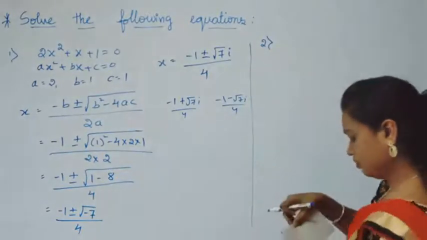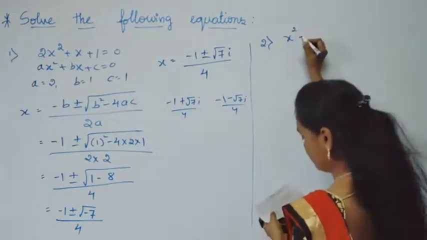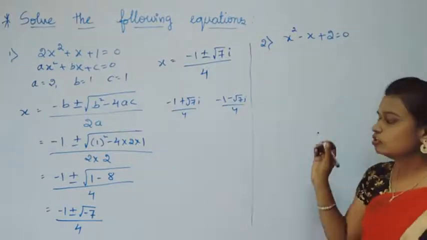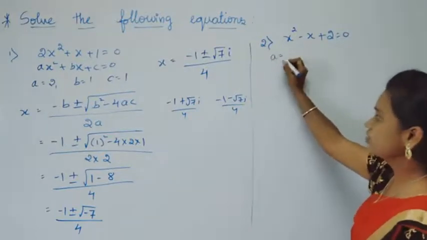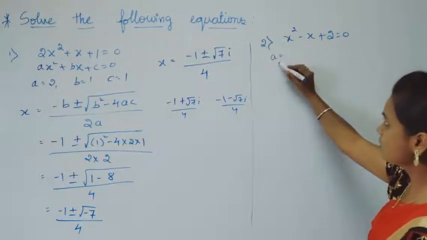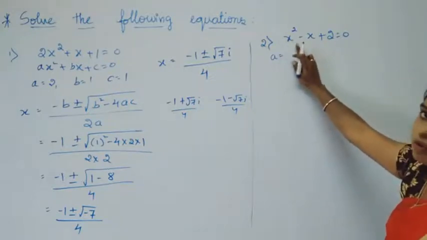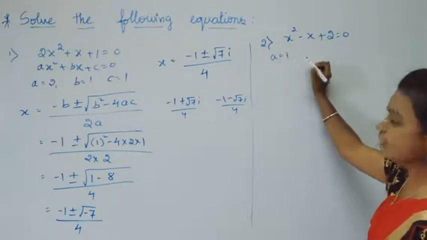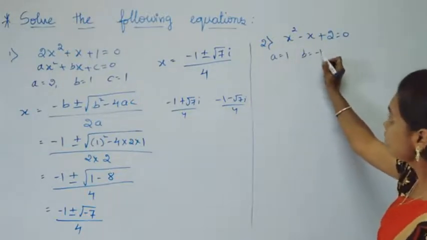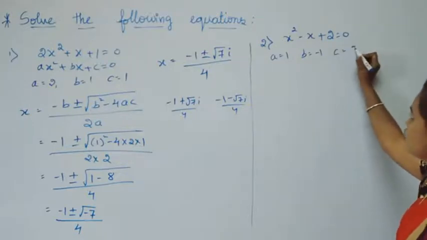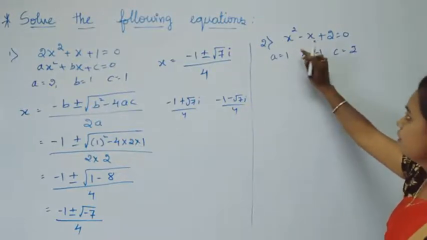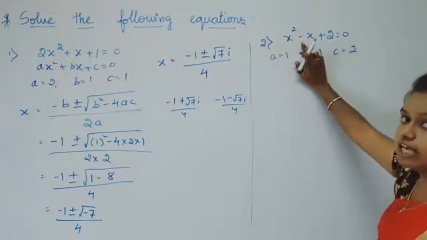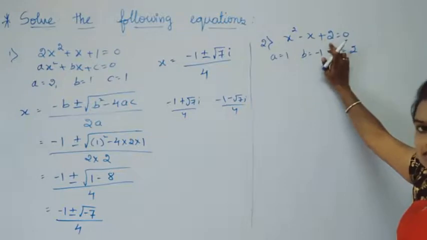Next problem. x square minus x plus 2 equals 0. So first write down the values of a, b, c. What is the value of a? So ax square plus bx plus c is the form there. So value of a is 1. Value of b is minus 1. The value of c is equal to 2. Coefficient of x square is a. Coefficient of x is our b. And the constant is our c.